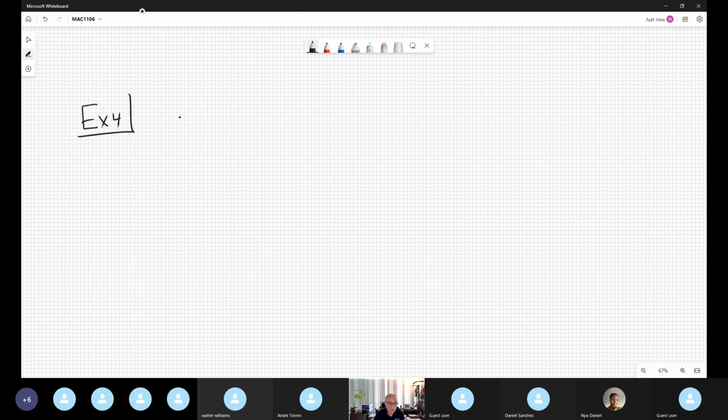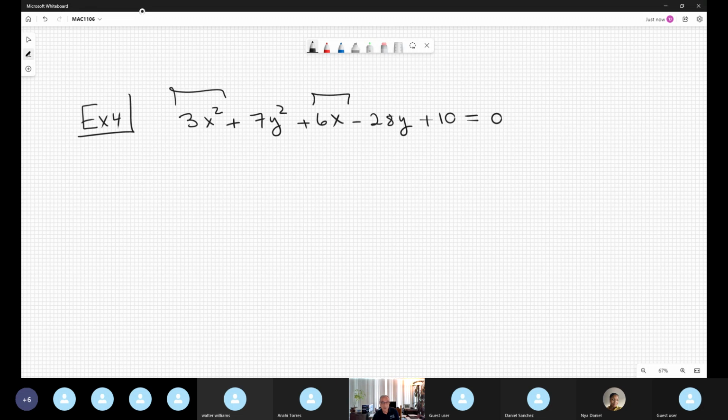How do you know? Suppose 3x squared plus 7y squared plus 6x minus 28y plus 10 equal to 0. So when you have the equation of the conic section organized in that way, you have x squared and x linear, exponent 1, y squared, y linear, exponent 1, and right-hand side 0. This is the general form. It's the technical name, general form. But this is crazy. Nobody understands anything.